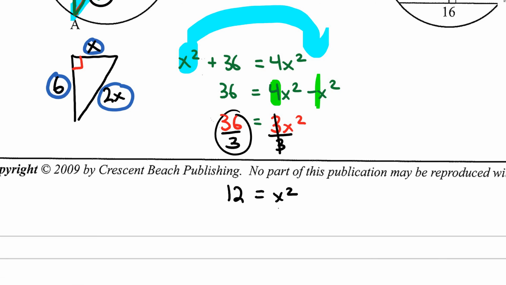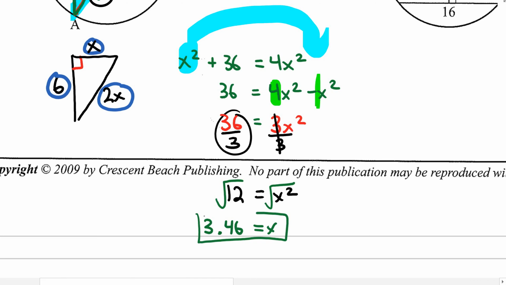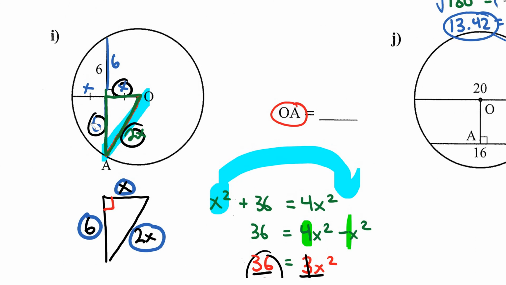And then I can take the square root of both sides. All right, so the square root of 12 is going to be 3.46. Now remember, this is the value of x. So x is 3.46. Okay, let's go back to my diagram here because I kind of lost track of how I've labeled things.